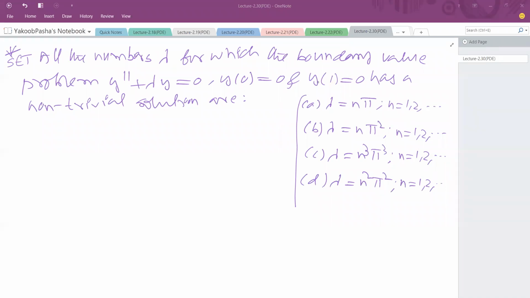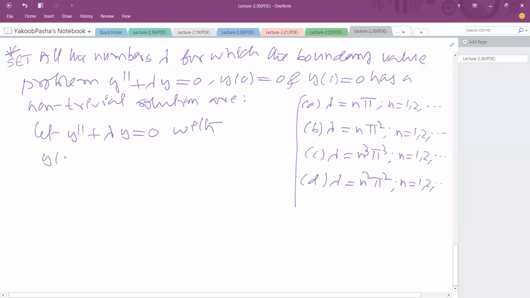Now, I am taking the first boundary value problem, that is y double dash plus lambda y is equal to 0 with boundary conditions y of 0 is equal to 0 and y of 1 is equal to 0. These are the boundary conditions. Now, we can solve this linear differential equation, and we can check whether the option is right or not.